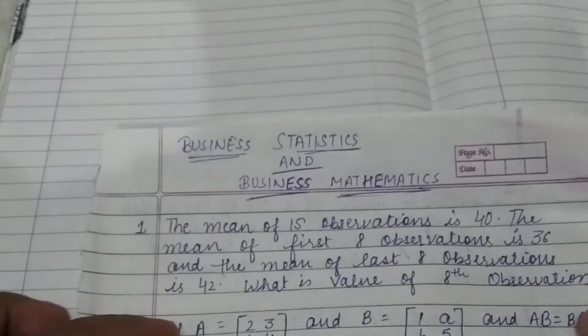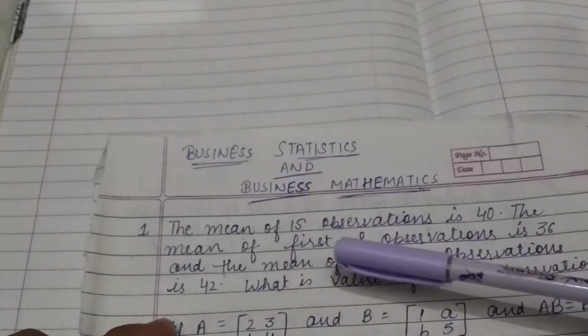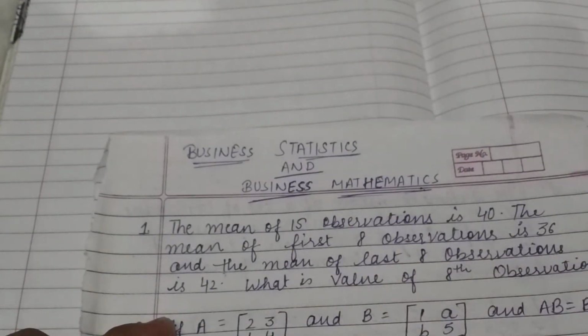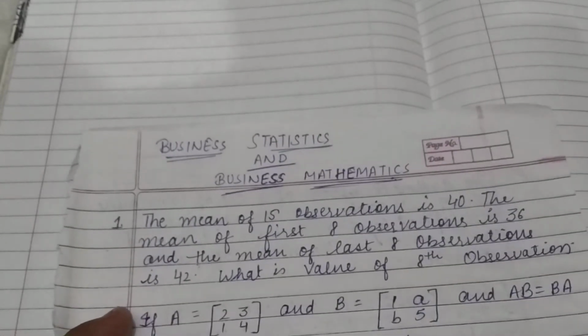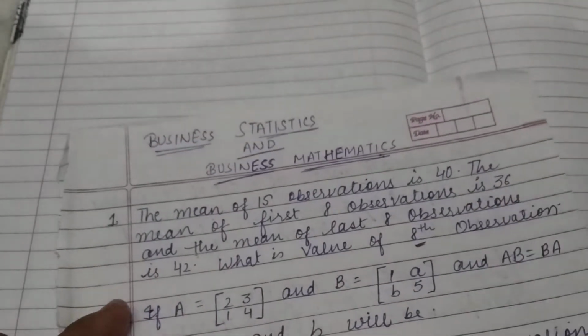Read the question carefully. The mean of 15 observations is 40. The mean of the first 8 observations is 36 and the mean of the last 8 observations is 42. What is the value of the 8th observation? Here we have to find the 8th observation. Okay, so let's begin.